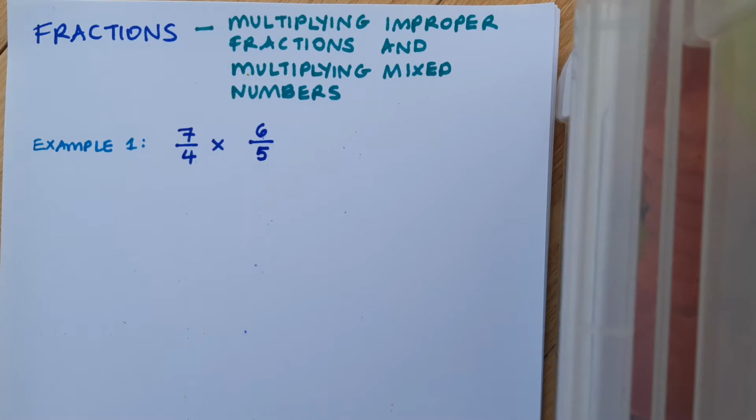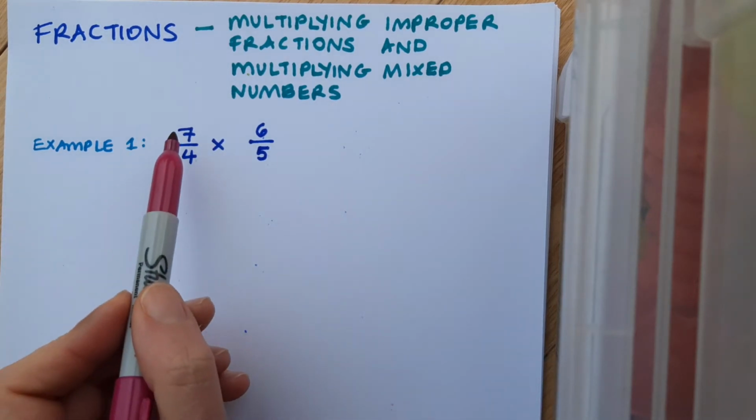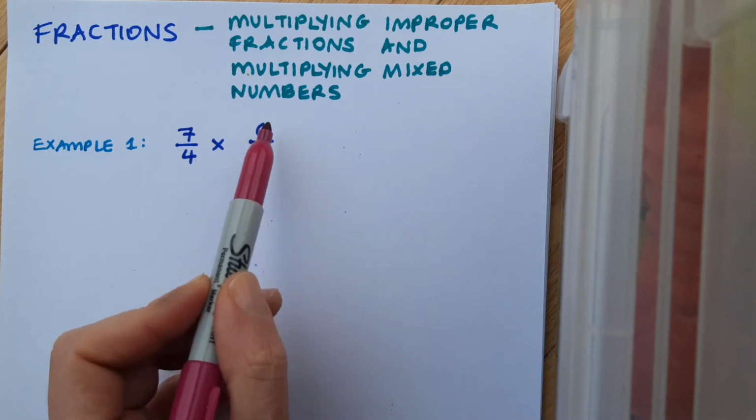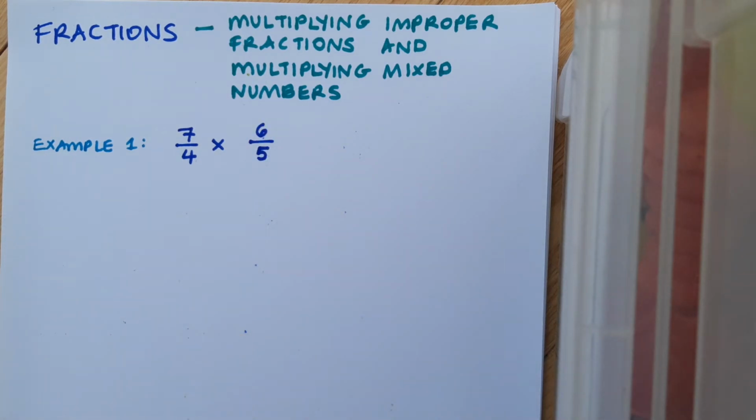So I'm having a look at my numerators and denominators to see if there are any shared factors. Well, 7 doesn't share anything with any of my denominators, but 6 does. 6 and 4 have a common factor, and it's 2. And 2 into 4 goes twice, and 2 into 6 goes 3 times. And that's all the cancelling that I can do. So now I just multiply top by top, bottom by bottom, and I get 21 over 10.